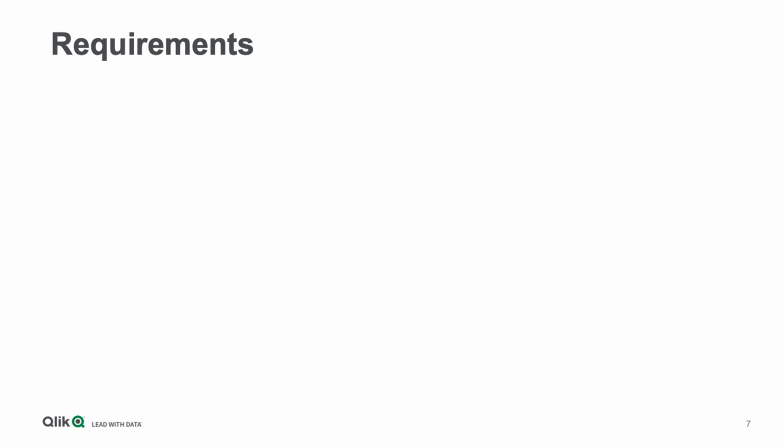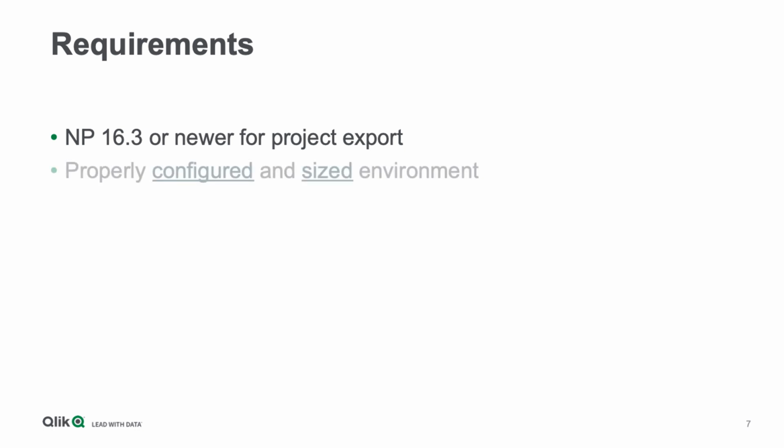As far as requirements go, we have good documentation on this, and I'll talk about the resources available to you towards the end of this session today. But at a high level, you'll need to start at a minimum of NPrinting 16.3 or newer. The reason being is that in this version, 16.3, we introduced functionality for project export from an NSQ. You will need this export in order to use the migration tool in NPrinting 19.